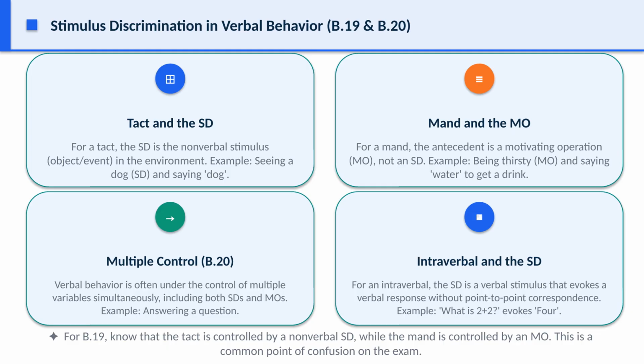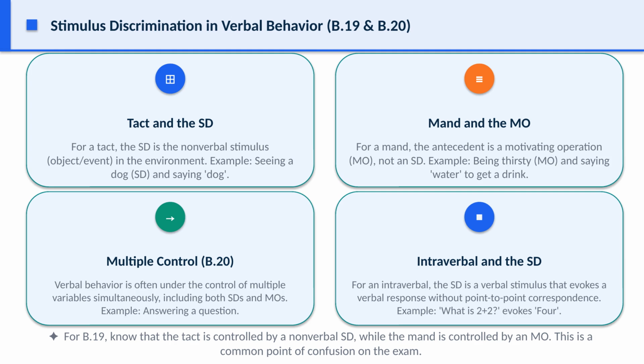Thirst functions as an MO that makes water reinforcing, so the response is about accessing that reinforcer. This distinction is critical because it changes how we analyze and intervene. With TACs, we manipulate the nonverbal environment. With MANs, we target the MO. Multiple control, covered under B.20, reminds us that real-world verbal behavior is rarely simple.